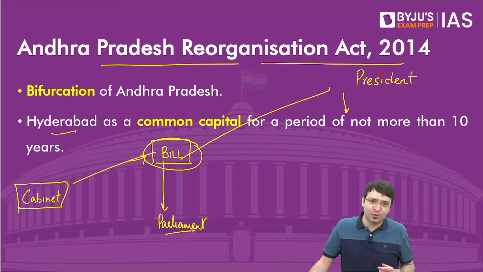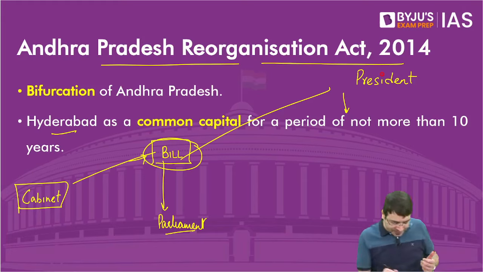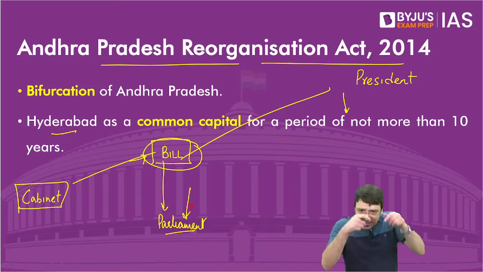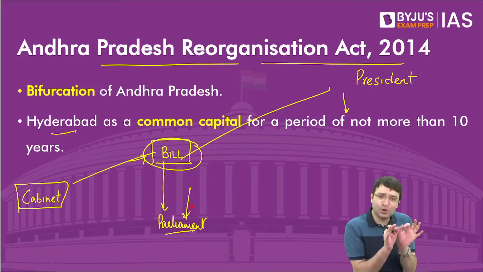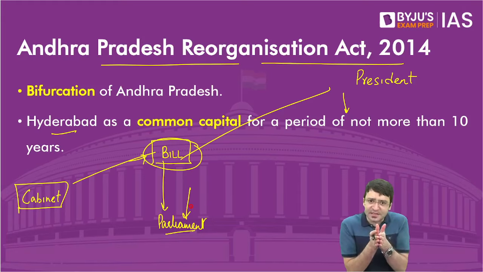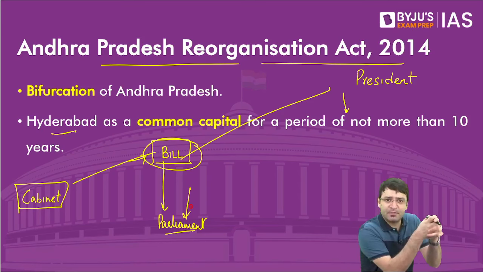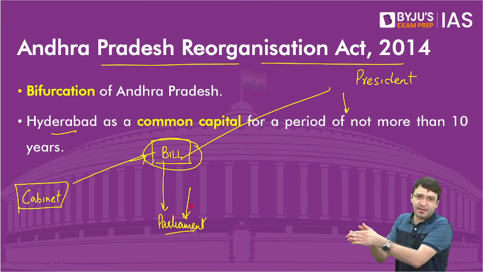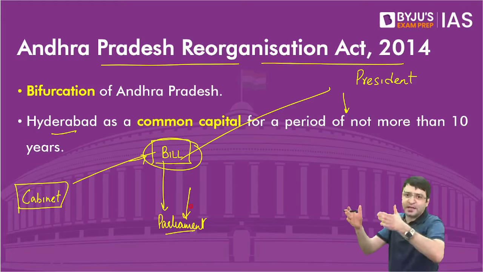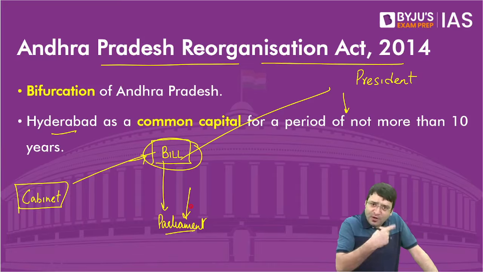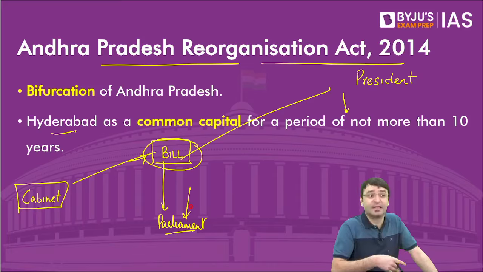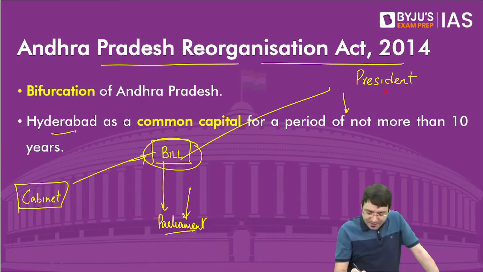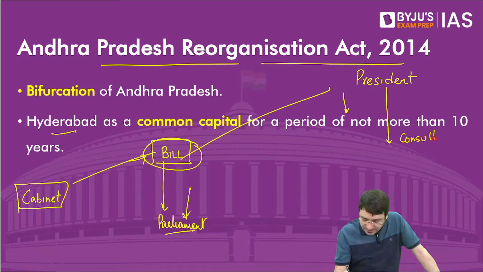President, please give us your approval, because without your approval, we cannot table this bill in the Parliament. That means this bill under Article 3 has a unique provision: once it is cleared by the Cabinet, the Cabinet seeks the permission, approval of the President. Mr. President, please allow us. We want to table this bill in the Parliament because we want to bifurcate Andhra Pradesh into Andhra and Telangana. Before the President gives his approval that yes, you can introduce this bill in the Parliament, the President has to consult the Legislative Assembly of that state which is going to be affected by this bill.